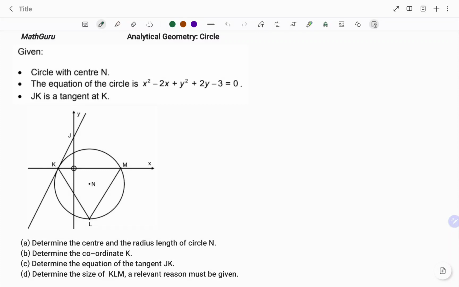In this video, I'm going to show you how to solve the following analytical geometry question on circle, and that entails the equation of a circle and the tangent to the circle.